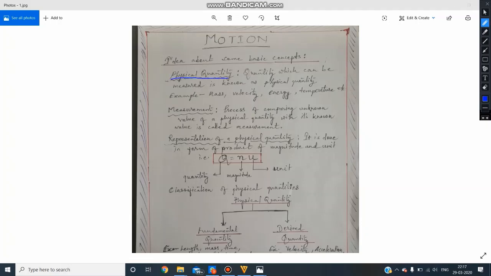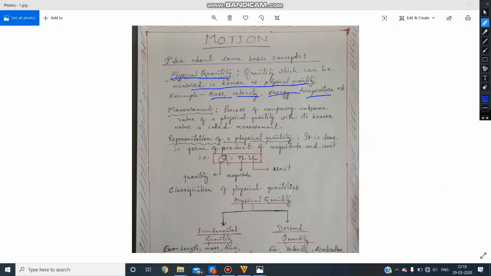By physical quantity we mean something which can be measured using a suitable method and some suitable tools. For example, mass, velocity, energy, temperature, these are some of the physical quantities. Later you will study more.